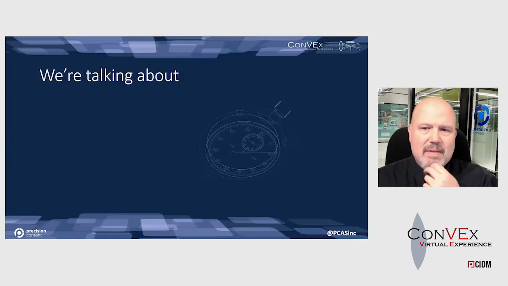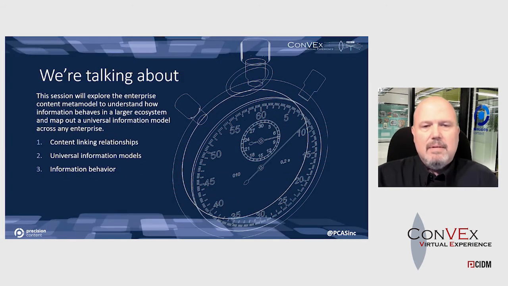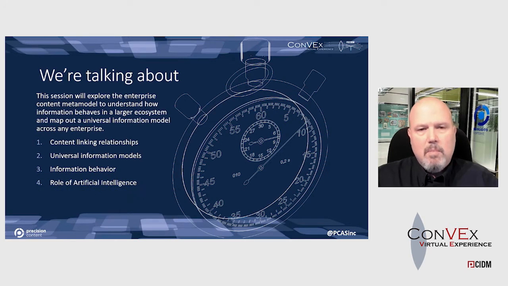So today, we're looking at how we model content for automation behind linking, and looking at a bit of a retrospective on content linking relationships. We're going to talk a little bit about universal information models, information behavior, and then wrap up with the role of artificial intelligence in how we bring all of these pieces together. And with that, I'm going to pass the mic over to Pei.